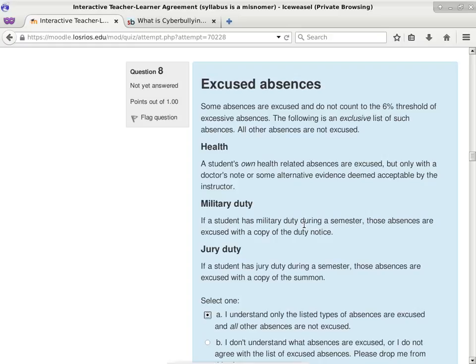Somebody asked me, what about funerals? Well, technically speaking, unless it is a funeral of self, it won't be excused. But I think if it's a funeral of self, there are other concerns about getting a good grade out of the class. So funerals, unfortunately, are not excused. So that's going to be a part of the unexcused absences. Are there any other questions?